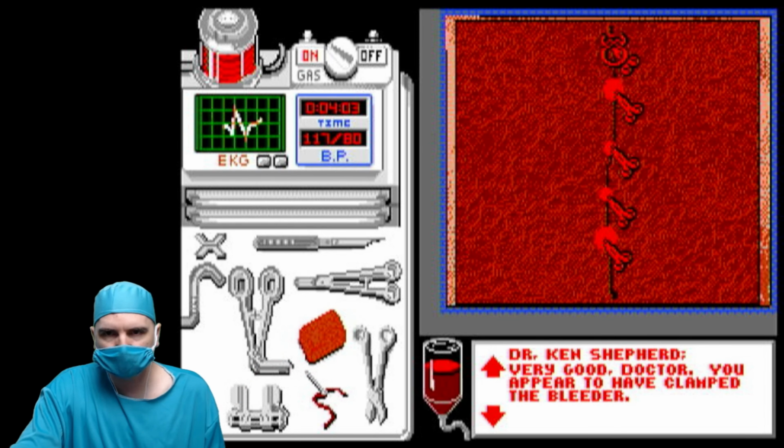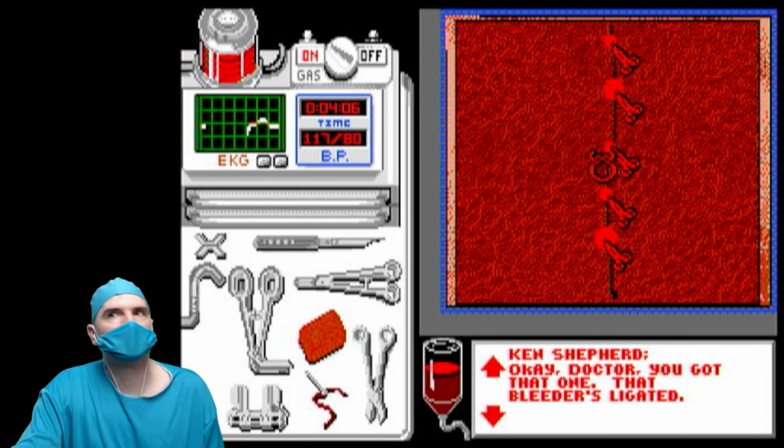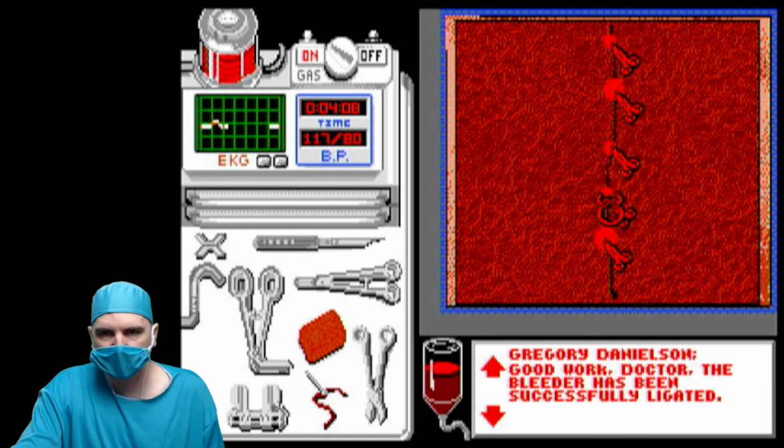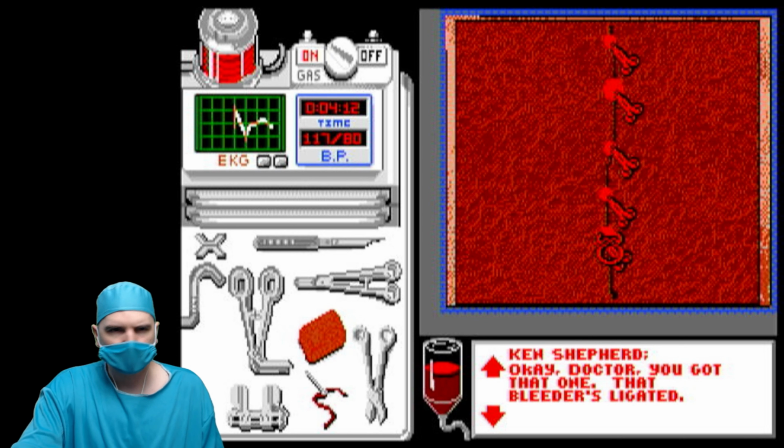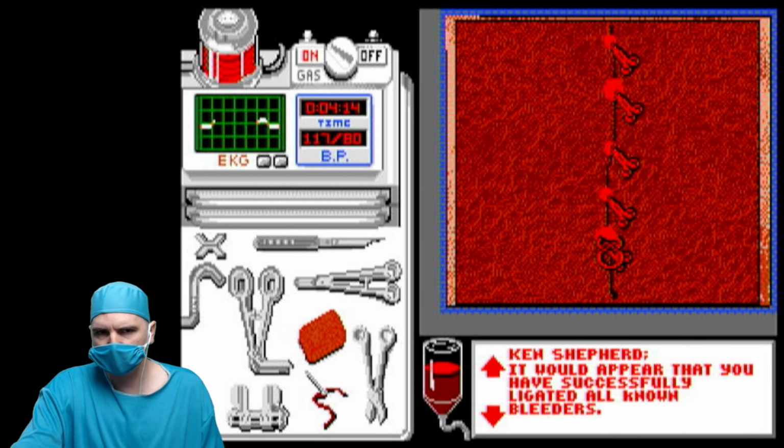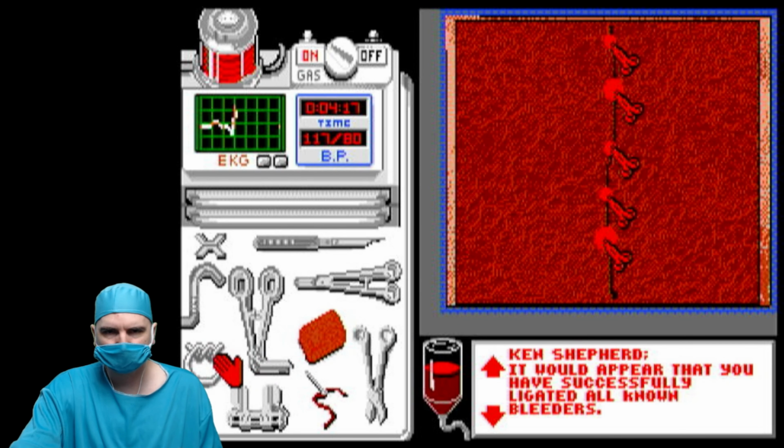So you know the drill. Good work, Doctor. What was that? The sound we don't want to hear, but the sound we do want to hear is the heart beating. Okay, Doctor, you got that one. That bleeder's ligated. It currently is 117 over 80. It would appear that you have successfully ligated all known bleeders. Right, remove those.